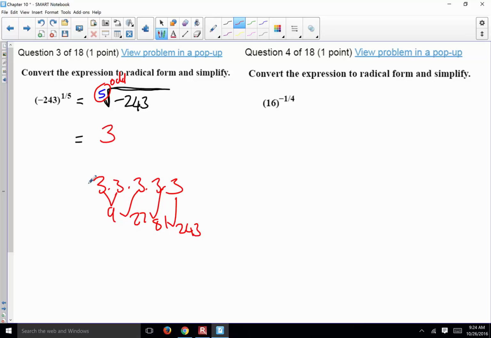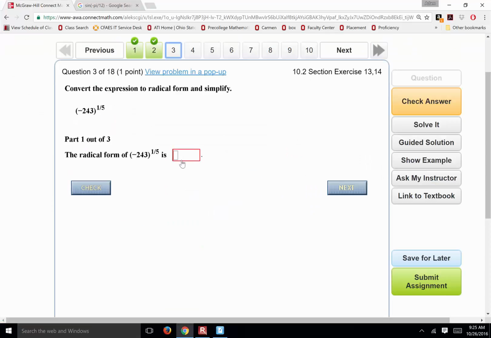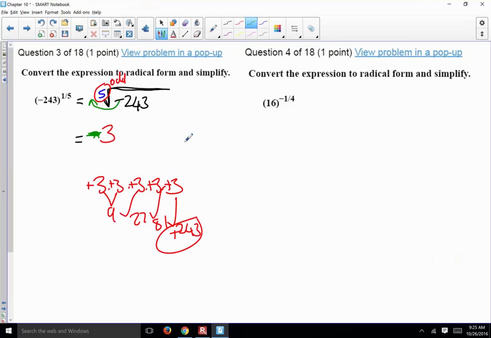Is it positive 3 though? If it's positive 3, I got positive 243. This is negative, so actually when you see an odd index and a negative value inside, you can pull it out. It's actually negative. So if you have an odd index, you can move the negative sign out and compute the radical of positive 243, and don't forget to put that minus sign because we need to get a minus answer, so it's minus 3.